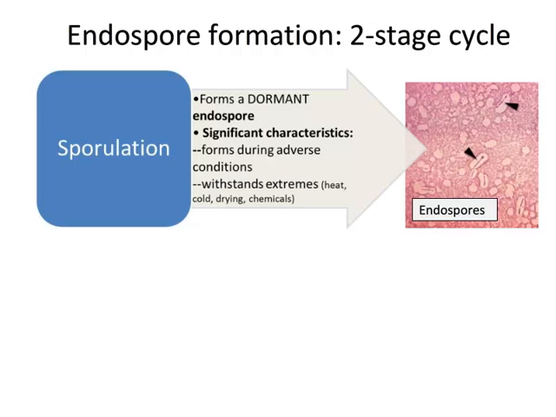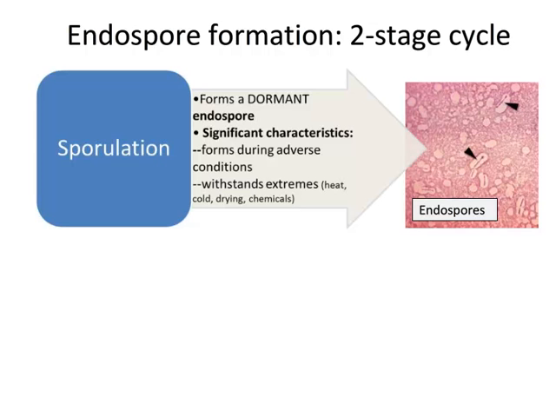Let's look more closely at the formation of the endospore itself. Remember, endospores are formed during the process of sporulation. The result of sporulation is a dormant microorganism called an endospore. Sometimes your textbook uses the word spore interchangeably with endospore, so you have to look out for that.